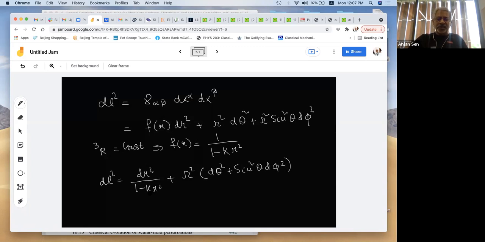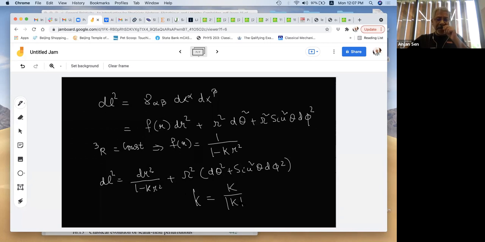Now you can see that r has dimension of length squared, so this k is related to the 3-curvature and has a dimension of 1 over L². That's why the product is dimensionless. So this k is a dimensionful quantity with dimension 1 over length squared. Let's call it capital K. From there I can always define a small k, which is capital K divided by the magnitude of capital K. So this small k is basically a dimensionless quantity.